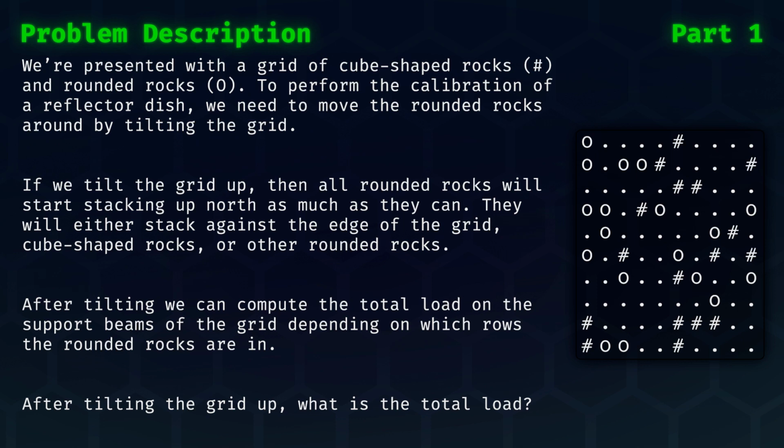After tilting, we can compute the total load of the rounded rocks on the support beams of the grid, which depends on the rows at which the rounded rocks end up. After tilting the grid up, what is the total load?